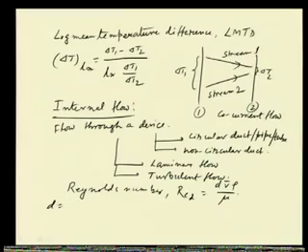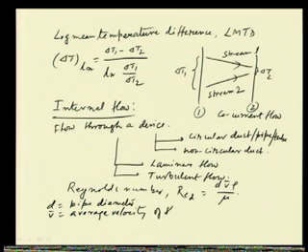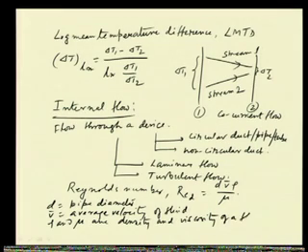So, d is pipe diameter, v bar is the average velocity of the fluid, and rho and mu are the density and viscosity of the fluid.